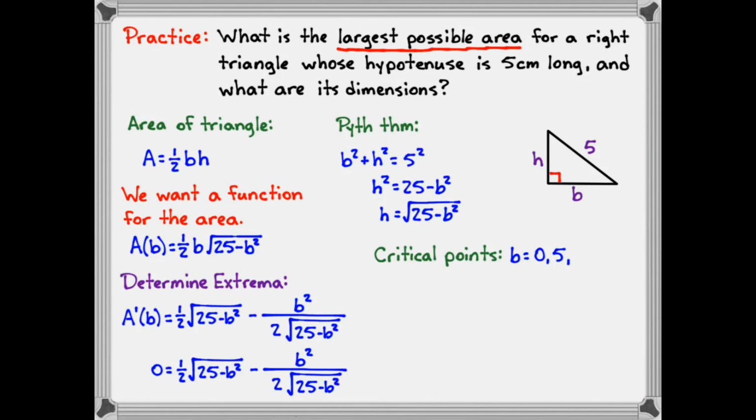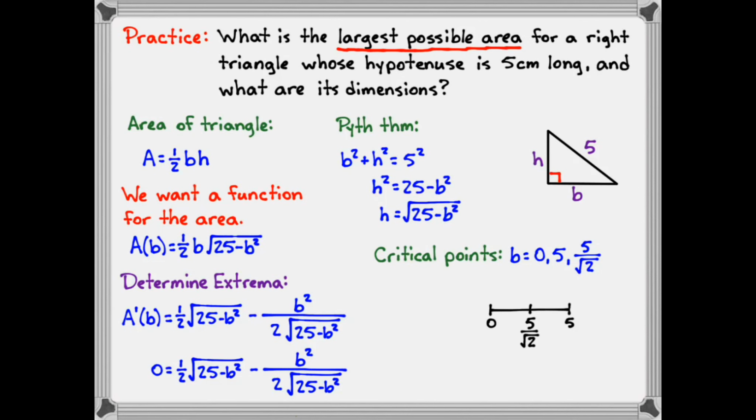2b squared equals 25, divide by 2, so you get 25 over 2, and then you're going to square root that. So you end up with the square root of 25 over 2, which turns into 5 over rad 2, and you can simplify that radical if you want, but notice the question. It says, what is the largest possible area? So now that we have our critical points here, whether we simplify that or not, we have to figure out if that's going to be a maximum or a minimum.